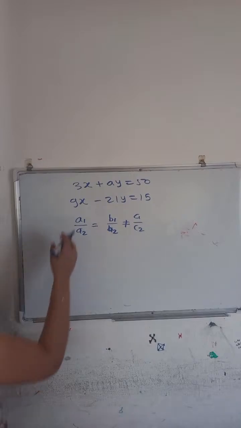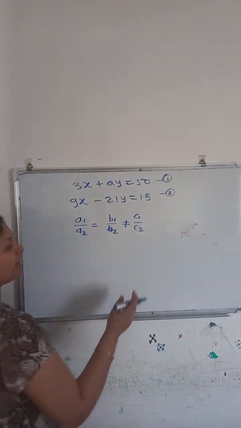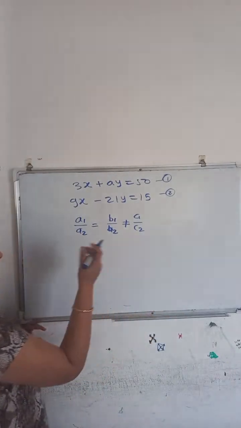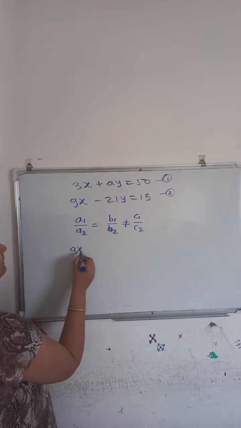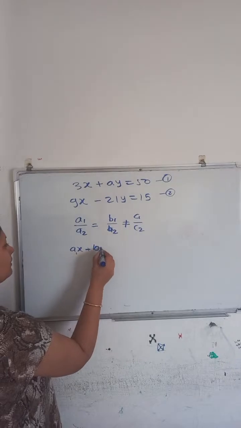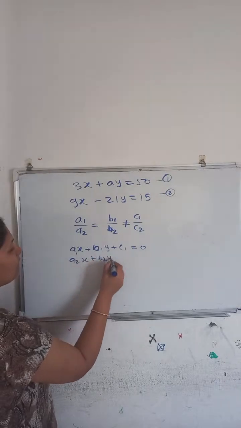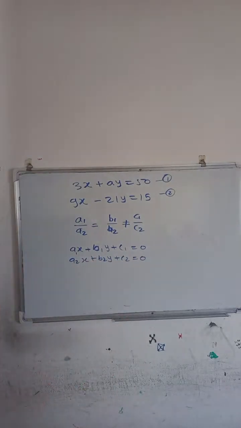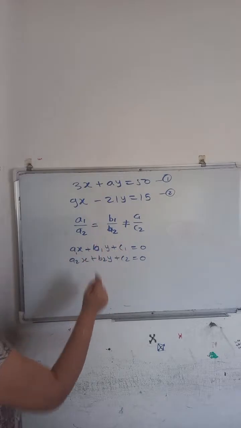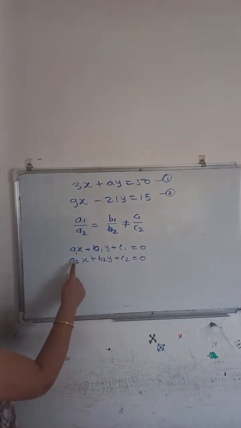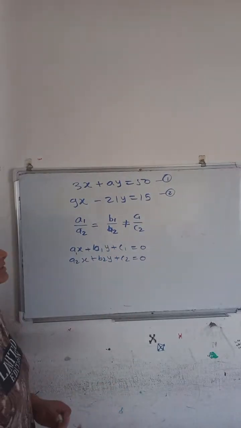Now if we check these two equations, suppose this is my equation number 1 and 2, and compare with the standard equation, some questions I will solve in detail. These are the standard equations: a1x plus b1y plus c1 is equal to 0, then a2x plus b2y plus c2 is equal to 0. So a1 is the coefficient of x, b1 is the coefficient of y, and c1 is a constant. Similarly, a2 is the coefficient of x, b2 is the coefficient of y, and c2 is a constant.